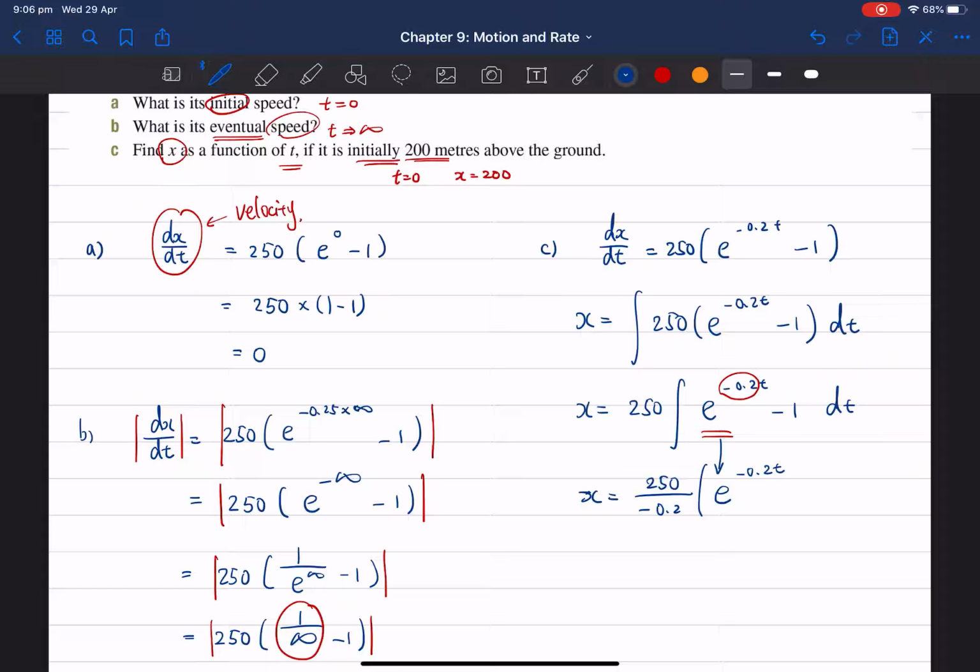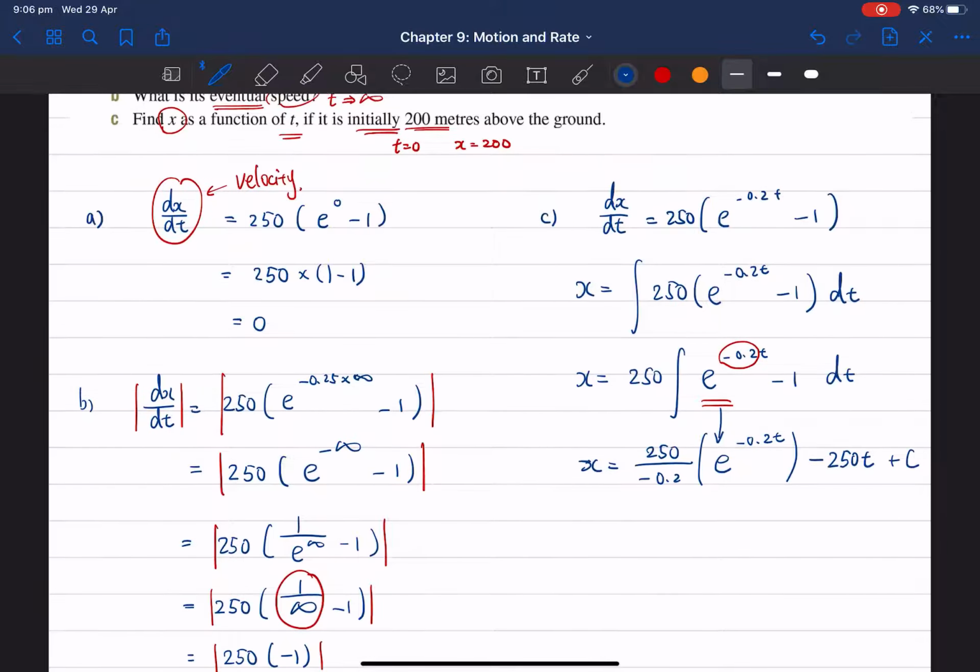Once you finish that, we need to integrate the negative 1. When we integrate negative 1, it's just equal to t. But please remember, we still have the 250 right in front, so that's why it's minus 250t. Plus c at the end. So that's how you integrate it using the reverse chain.